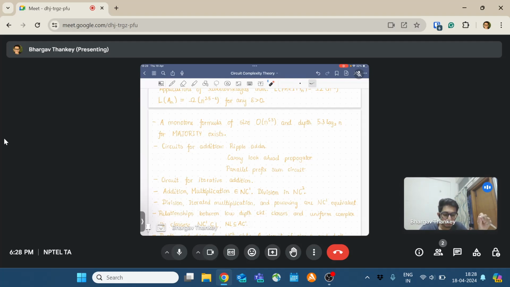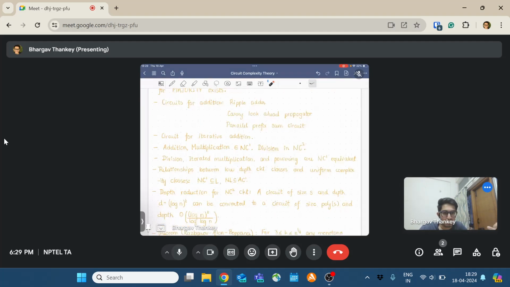We also saw a circuit for iterative addition. Iterative addition is the problem of adding m many n-bit numbers. Since using iterative addition we can do multiplication, a circuit for iterative addition also gives us a circuit for multiplication. And we saw an NC1 circuit for multiplication as well. So addition and multiplication are both in NC1 and division is in NC2.